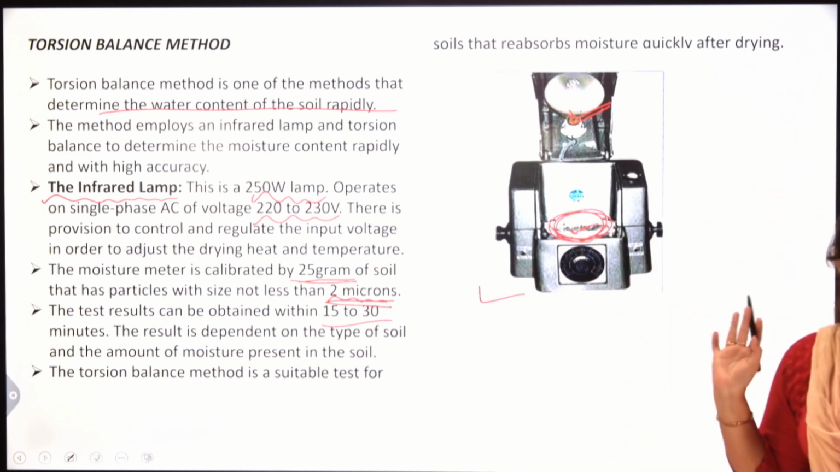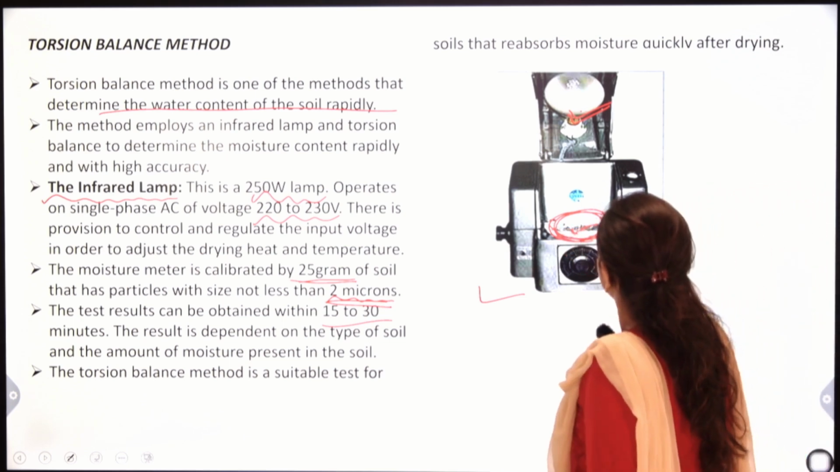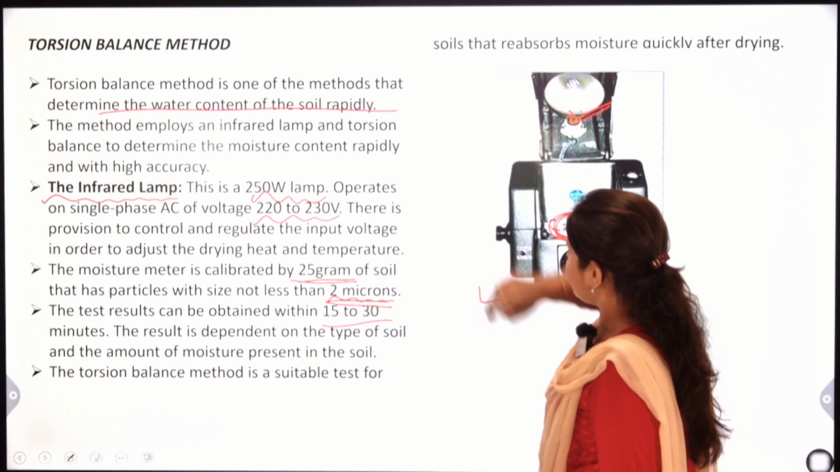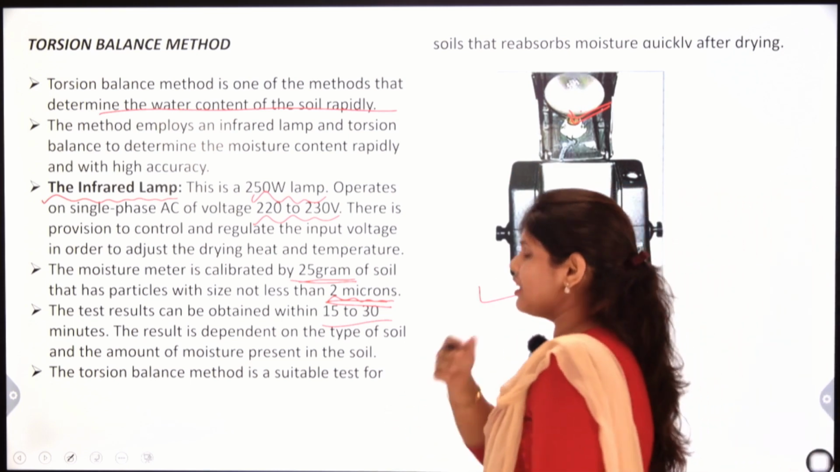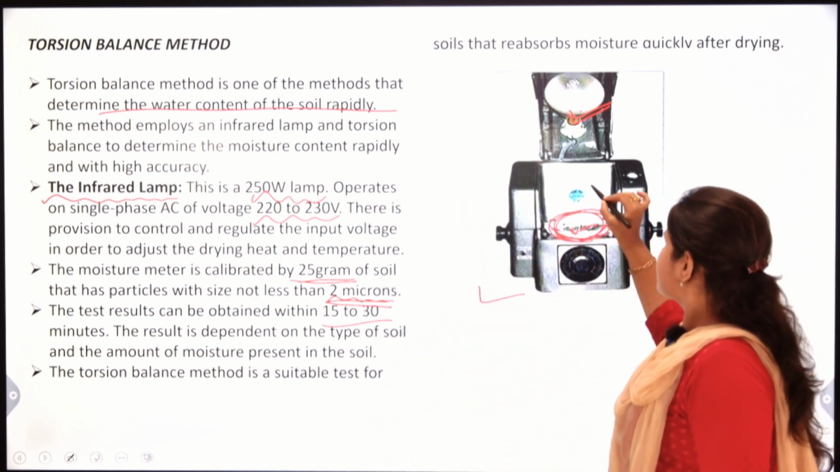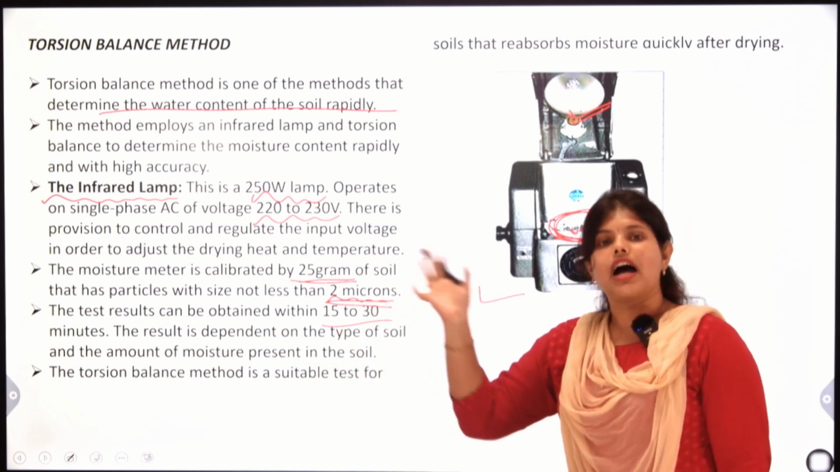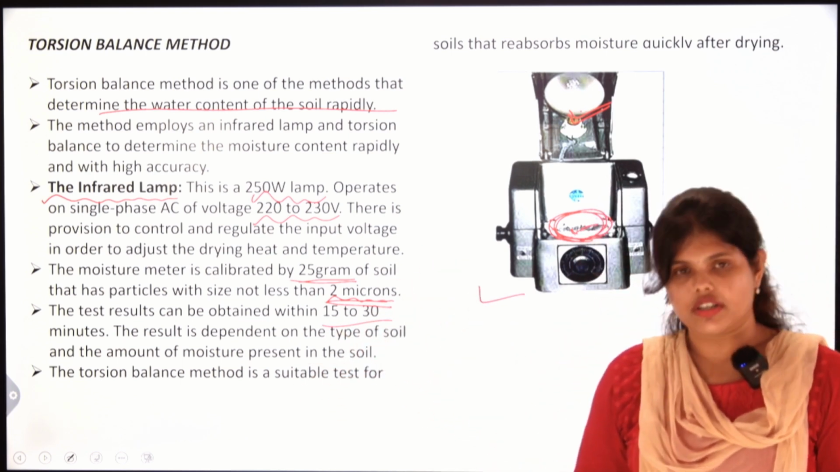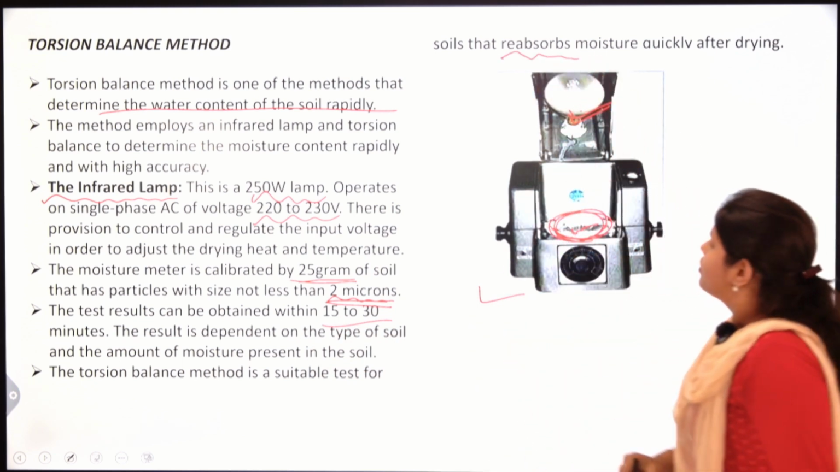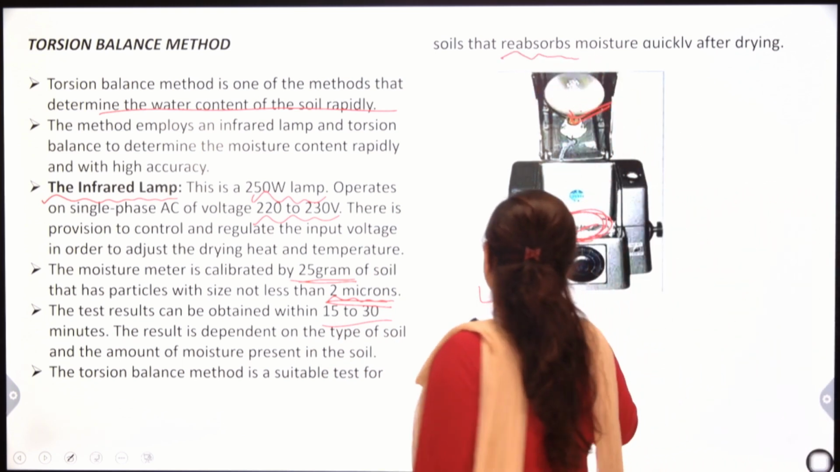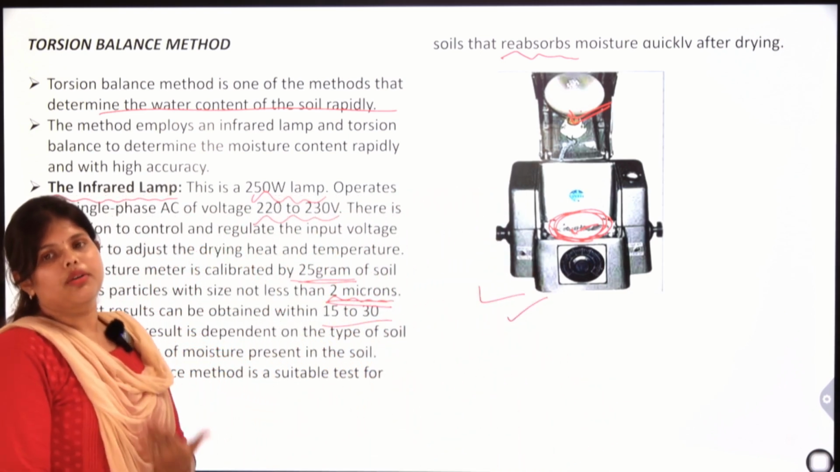Soil sample of 25 grams of soil. Next, in this method, the clay soil or other types of soil are not well suited. Only that type of soil which reabsorbs moisture after this test was conducted. Okay. Here, this type of soil is only preferable for this method.